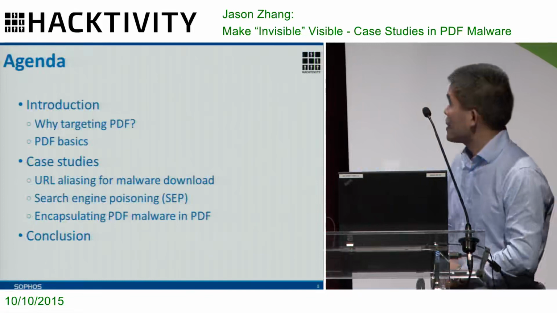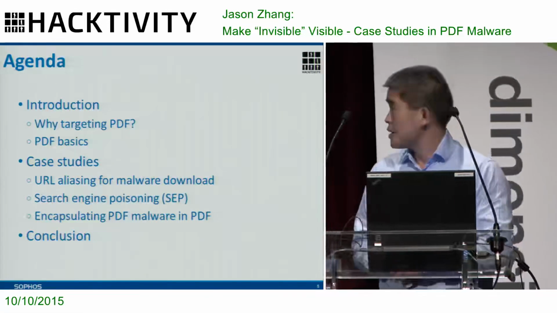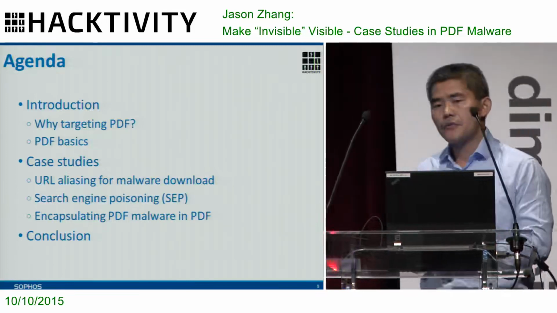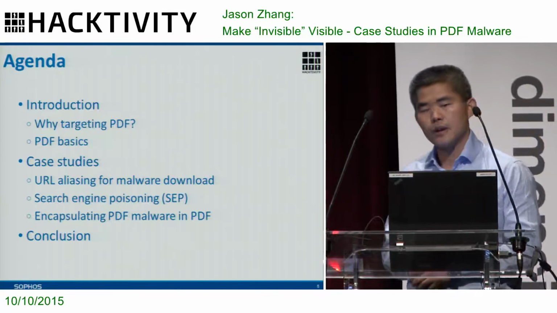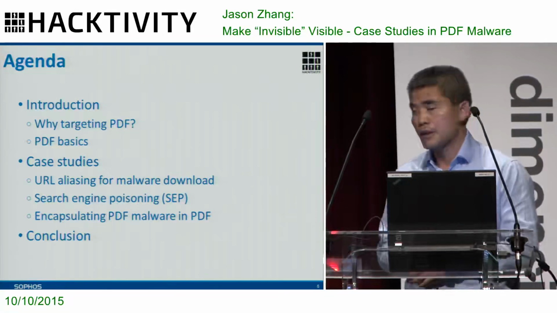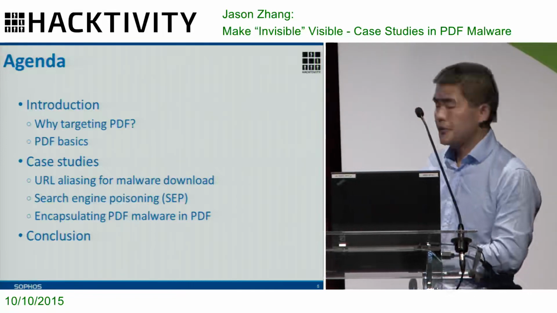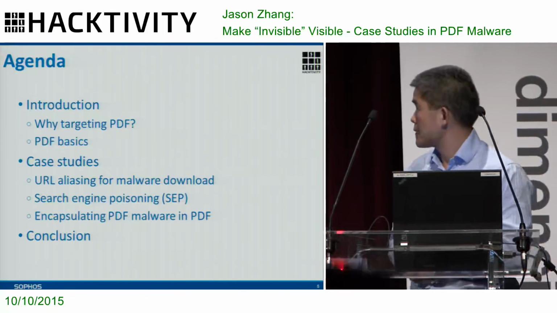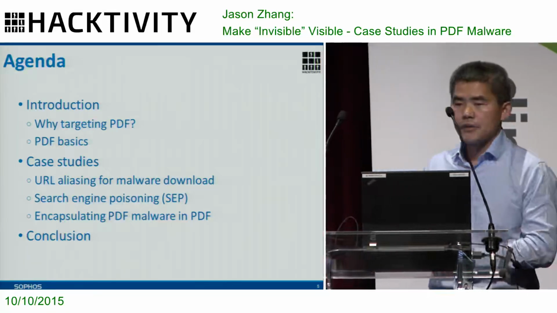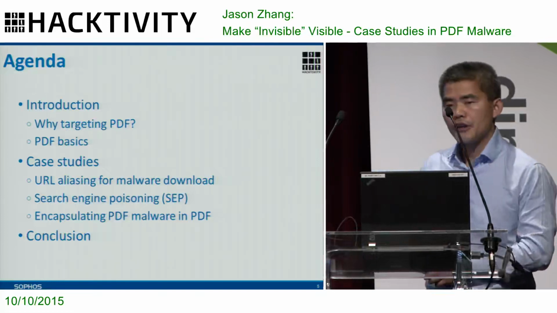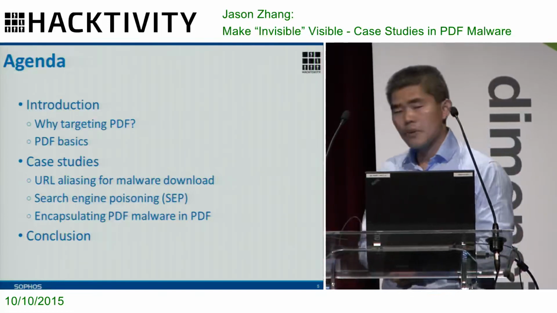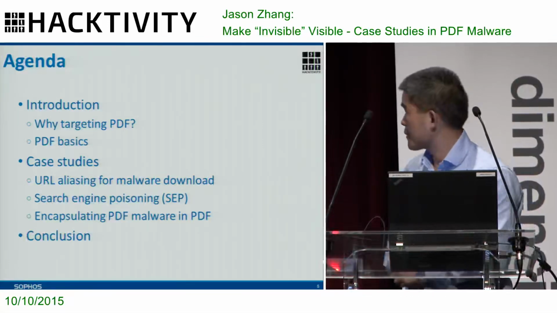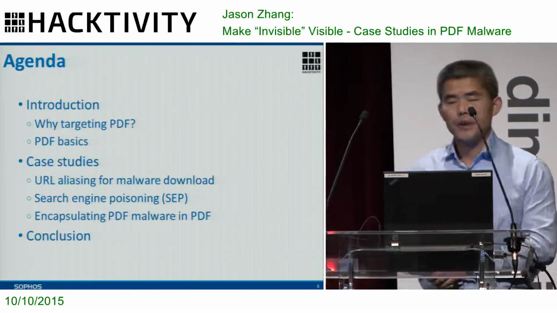Okay, so this is the agenda I'm going to talk about. An introduction about PDF, why those guys are targeting PDF files, and what the structure of a PDF file is. And then I will discuss some case studies. The first is the PDF with URL aliasing, which is kind of PDF phishing, not really complicated. The second one is about those guys using PDF to poison search engines like Google search. And the third one is about a PDF embedded in another PDF file. Each case will be followed by a demo.